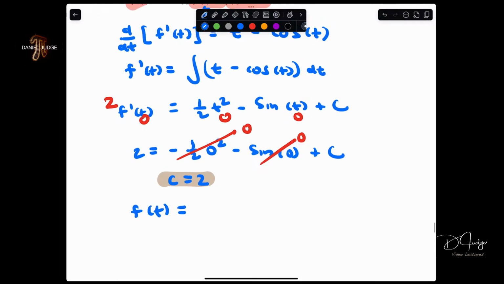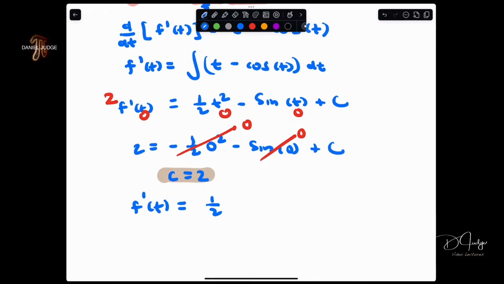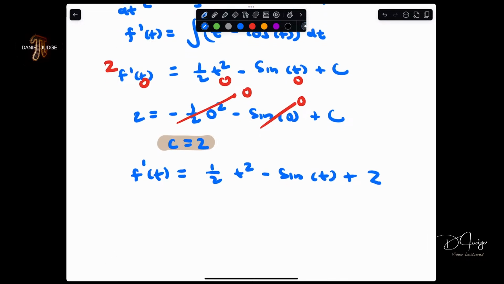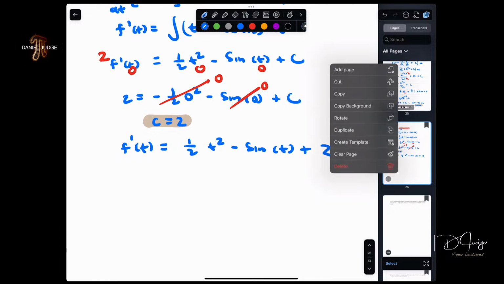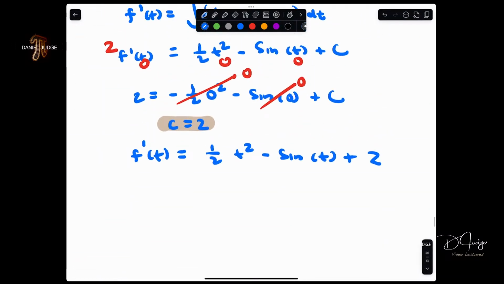F of t, really f prime of t, is 1/2 t squared minus sine t plus 2. You're going to need a page. Okay. So we're going to now find f of t, again, by taking the antiderivative.